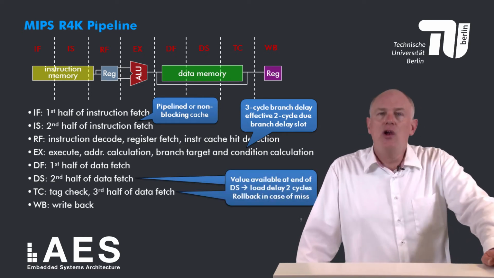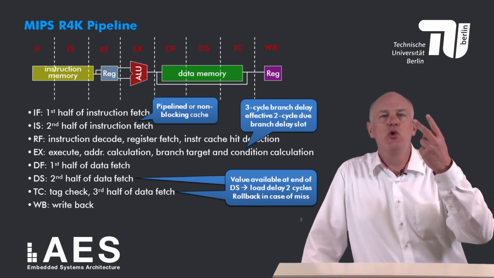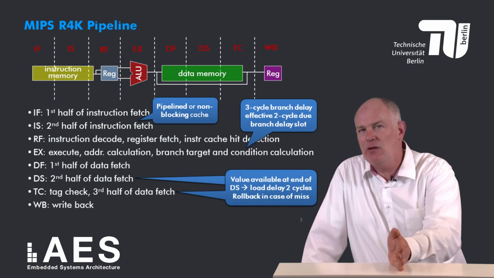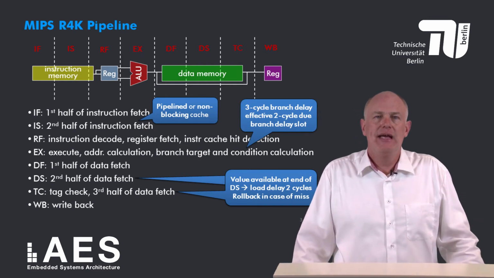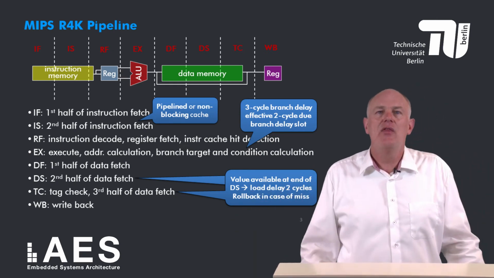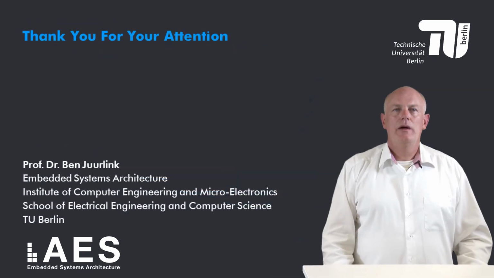Finally, the load latency in case of a data cache hit is 2 cycles, because the value loaded is available at the end of the DS stage, the second half of the data fetch. In case of a cache miss, which is determined in the next stage, the pipeline is stalled, and then of course the latency will be longer.